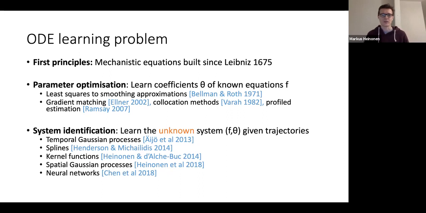And then 2 years ago, Chen et al. from Professor David Duvenaud's group at the University of Toronto made a big paper about learning the differential operator as a neural network. And they won the best paper award at NIPS 2018 and have almost 1,000 citations already on this paper. So these are now very, very trendy topics to study.